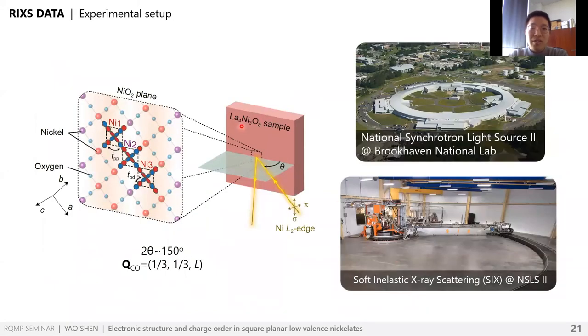And the material we studied, the trilayer nickelate 438, is a single crystal. And we have measured multiple pieces of samples and the physical properties are quite consistent. The features of the charge order are easily reproduced. So we are focused on the single crystal sample here. And the charge order wave vector is a third, so we cannot reach this Q position with the oxygen K edge. So we will switch to the nickel L edge instead and put HHL in the scattering plane. The RIXS measurements were also performed at the SIX beamline at NSLS-II, Brookhaven National Lab.